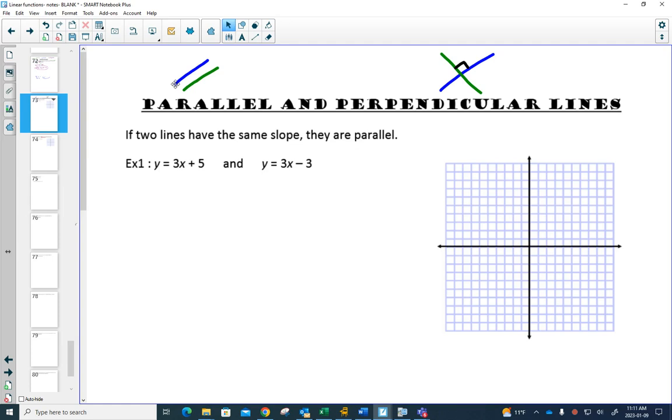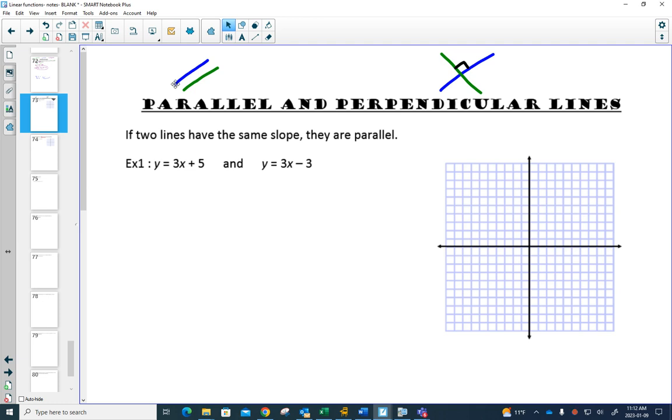Perpendicular might be a word that you haven't heard before. Perpendicular are two lines that are exactly at 90 degrees to each other. So that's why I have a little black box in there to show that that angle is 90 degrees between the two. And the first statement there is kind of an obvious statement. Should make sense to you. If two lines are parallel, they would have exactly the same slope.